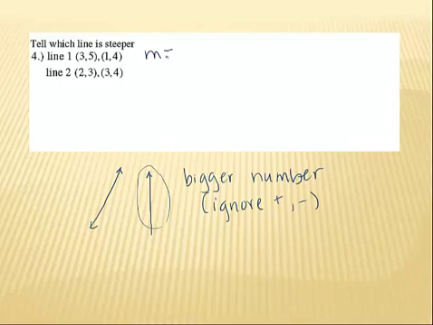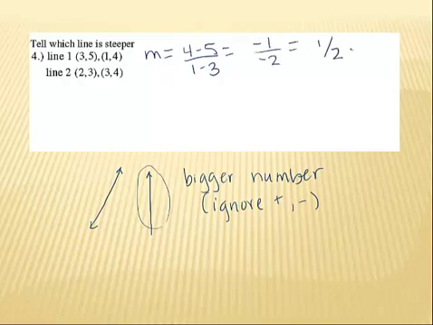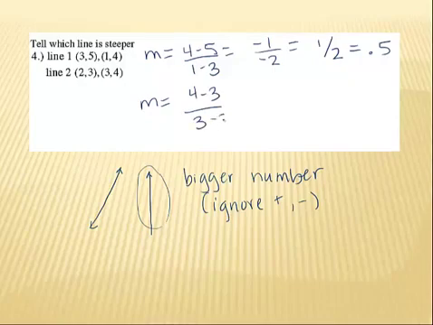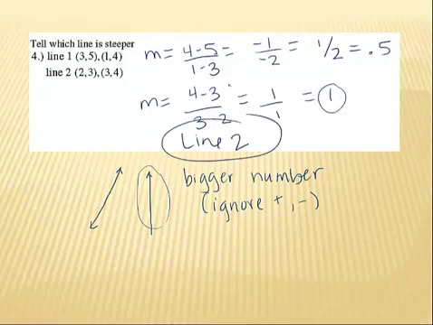So we're going to go through here. 4 minus 5, 1 minus 3. That slope is positive 1/2, which is 0.5 in case you're not good with fractions. Let's do this slope. 4 minus 3, 3 minus 2, 1 over 1, which is 1. Which number here is bigger? This one is. So which line is steeper? We would say line 2 is steeper.